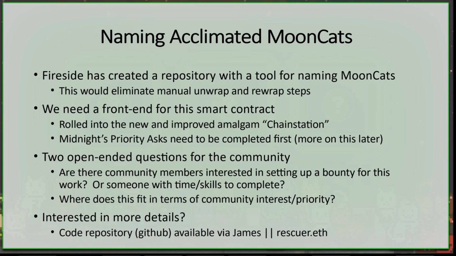We have no idea. So if you are interested in seeing the naming acclimated MoonCats tool, James has put the code repository for it in a GitHub on the Discord server before, but honestly, you could just tag him and ask for it again.